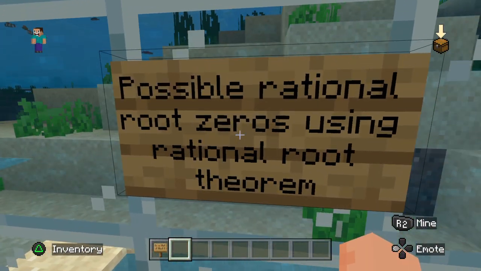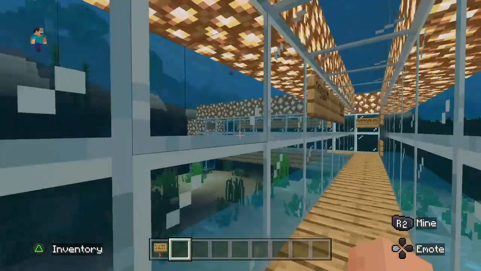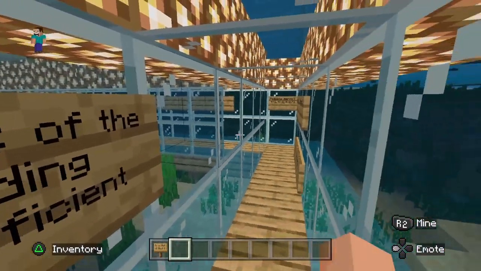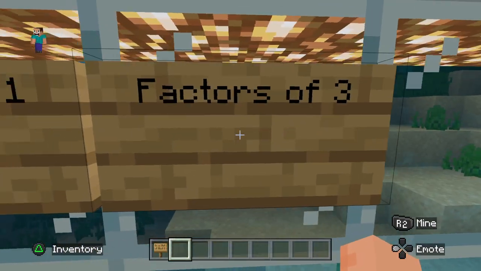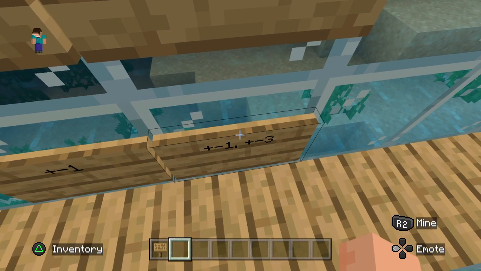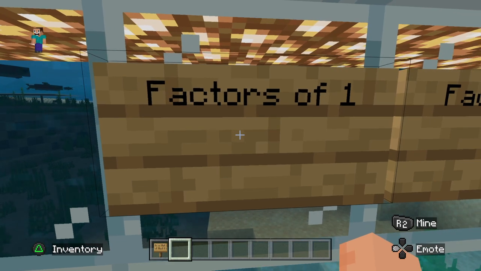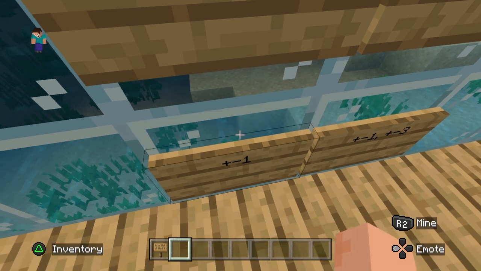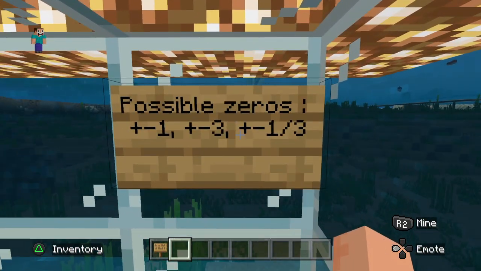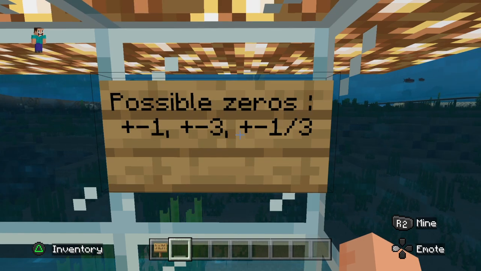So we're gonna get the possible rational root zeros using the rational root theorem. To get that, you would need the factors of the constant and the factors of the leading coefficient. So factors of 3, the constant, would be positive, negative 1 and positive, negative 3. Factors of 1, the leading coefficient, would be positive, negative 1. So that would lead to the possible zeros being positive, negative 1, positive, negative 3, and positive, negative 1 over 3.